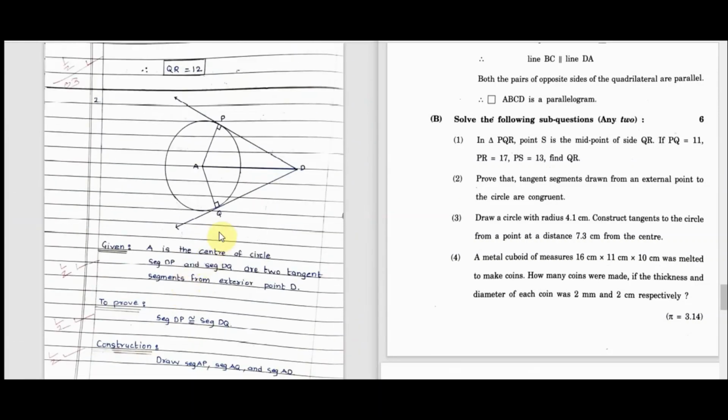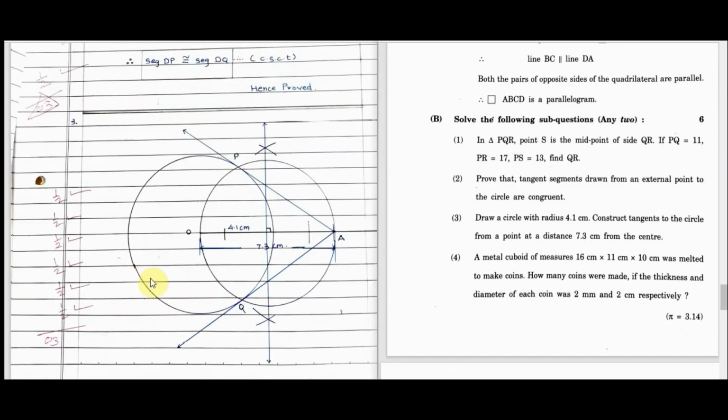But for theorems, always keep it in your mind that you have to draw the diagram. Without a diagram your theorems will not be checked. Okay, now come to the construction. Now here, if you see the construction, no rough diagram is needed, but if you draw a rough diagram, it doesn't have any problem.